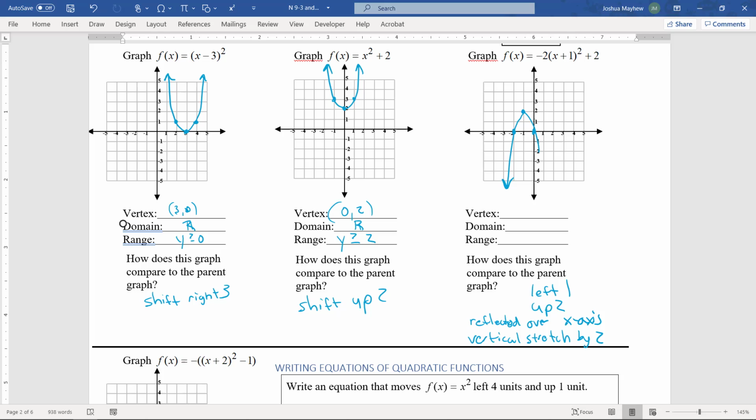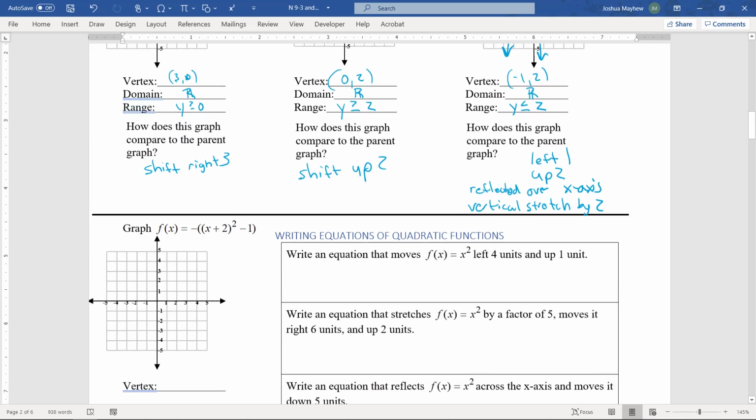So there's my parabola. Okay, it has a vertex of -1, 2, has a domain of all real numbers, has a range that is less than or equal to +2. Okay, so it's a little difficult because there's 4 things happening, but you guys are smart. I'm confident that you can handle it.